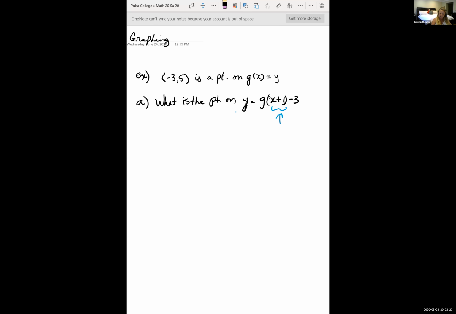And so this is shifting our graph to the left 1. And then this -3, this is doing a vertical shift outside. And the -3, this is shifting you down 3.